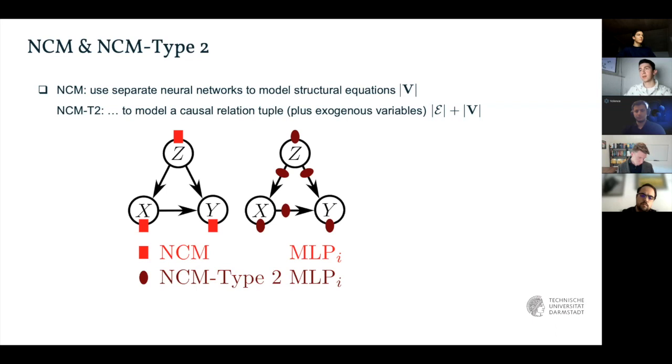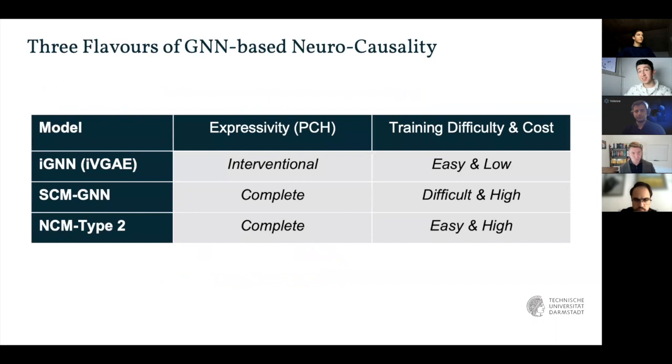And so we have now seen three flavors, right? It's interesting how we can pose it in this context: three flavors of GNN-based neurocausality. The first one was the IGNN, which will then be used in a variation of an autoencoded context. We'll introduce this in a minute, but in general, the IGNN is what is causal about this. Obviously, it's the least expressive one. It's only interventional, it doesn't talk about counterfactuals, but the training difficulty and cost are both easy and low. SCM GNN is complete, but it's very, very tough. NCM type 2 is a lot easier while being complete, and that's why we think it's so interesting.